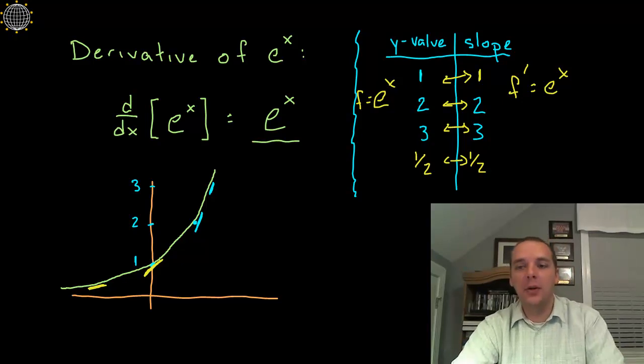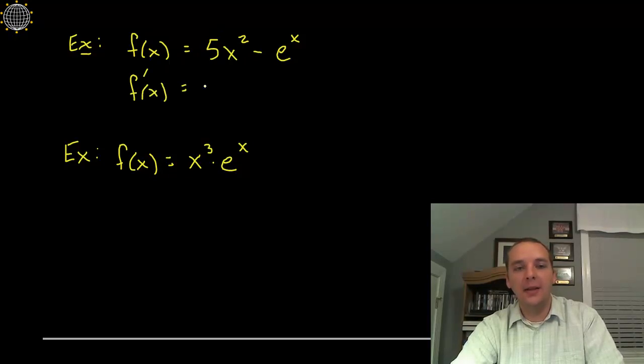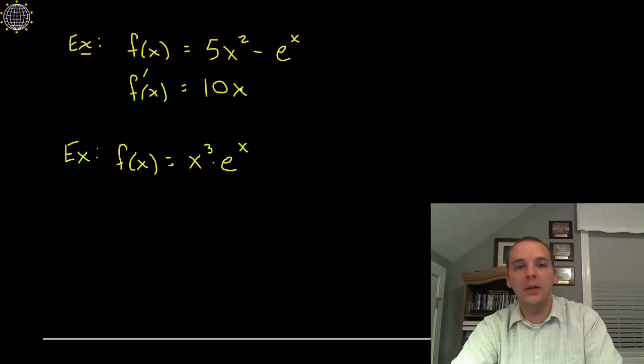So from there we can do a couple examples. These are some very, very easy ones. First up, 5x squared minus e to the x. The derivative would be 10x. This is compatible with all old derivative rules. 10x minus e to the x, because the derivative of e to the x is e to the x again.